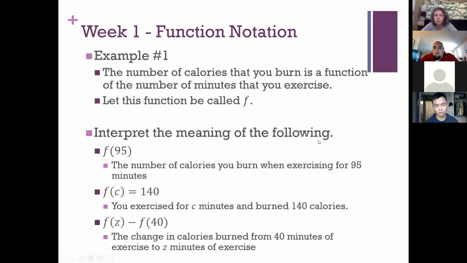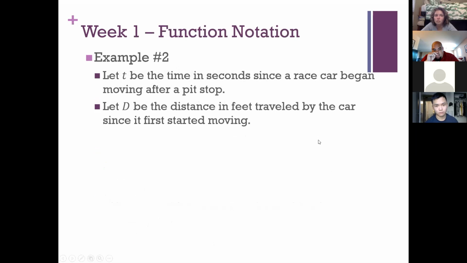All right, let's move on to something else. So I got another example here. I want T to stand for the time in seconds since a race car began moving after a pit stop. I want D to stand for the distance in feet traveled by the car since it started moving. So I have two variables here. They're related to each other. I want one of them to be the independent variable for a function, and I want one to be the dependent variable. So which one of these should be independent? Time or distance?